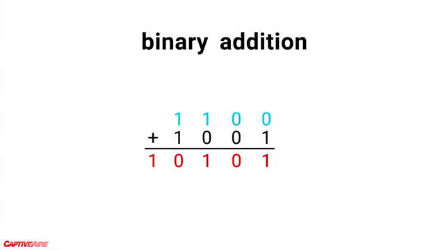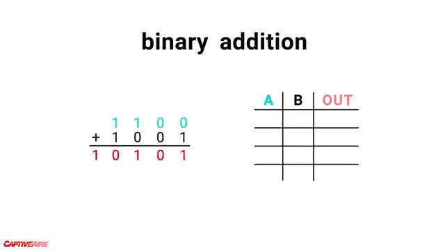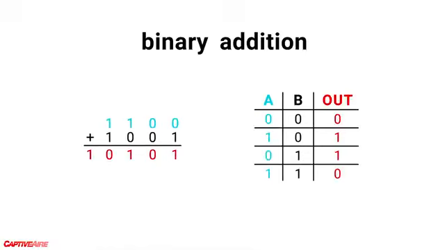Let's take a look at this first operation, adding 2 bits from the same row together. We already showed how this works, so we can make a truth table showing all the possible combinations. 0 plus 0 is 0, 1 plus 0 is 1, 0 plus 1 is 1, and finally 1 plus 1 is 0. So if you remember, this truth table looks very similar to an OR gate, but this last situation is a little different. We want the output to be 0 when both our inputs are 1.